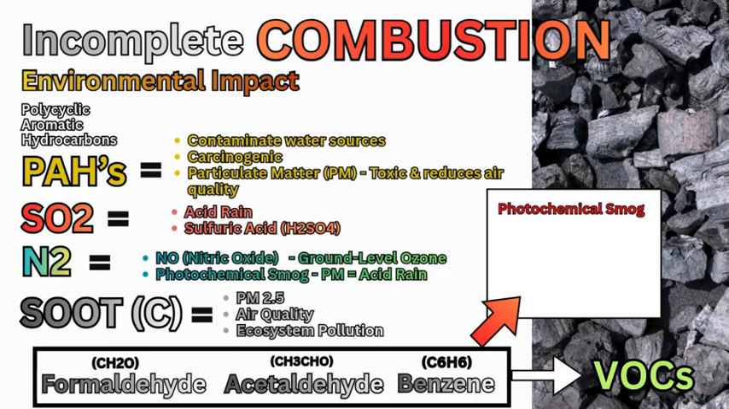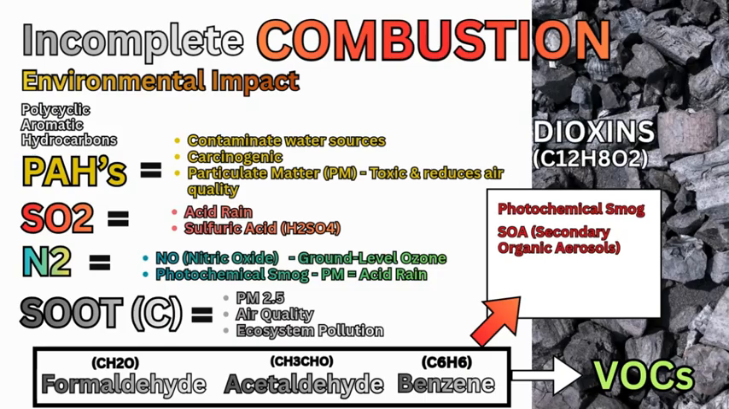Benzene, which is a very powerful air pollutant and very dangerous, is a VOC and can also produce SOA, which is secondary organic aerosols. Then we have the dioxins, which are basically horrible for the environment. They are POPs, persistent organic pollutants, very hard to break down in nature, and they'll contaminate both water and soil layers and produce severe environmental pollution.